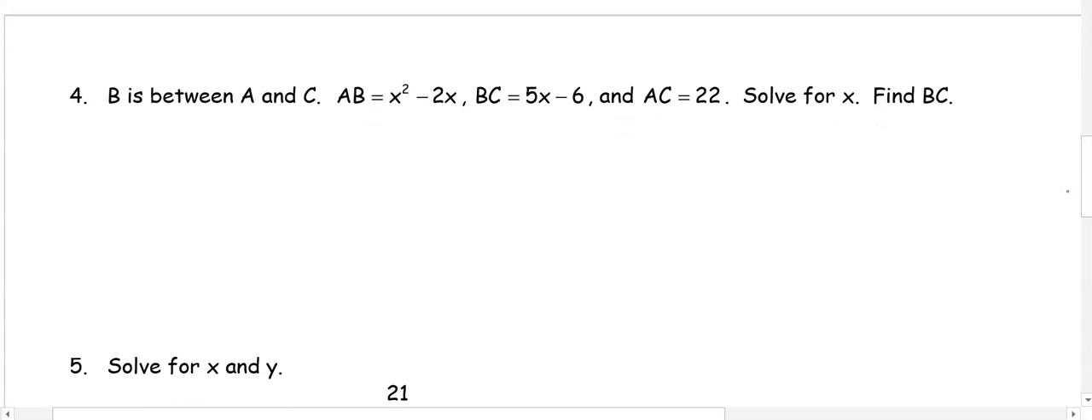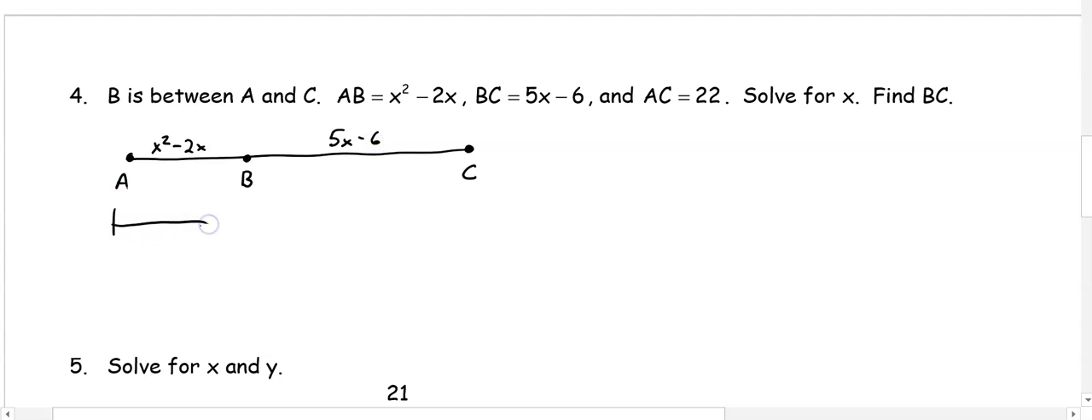In number 4, we're going to have to draw a picture. B is between A and C. So A and C are going to be the endpoints of our segment, and B is going to be in the middle. We know that AB is x squared minus 2x, BC is 5x minus 6, and our whole length is 22.